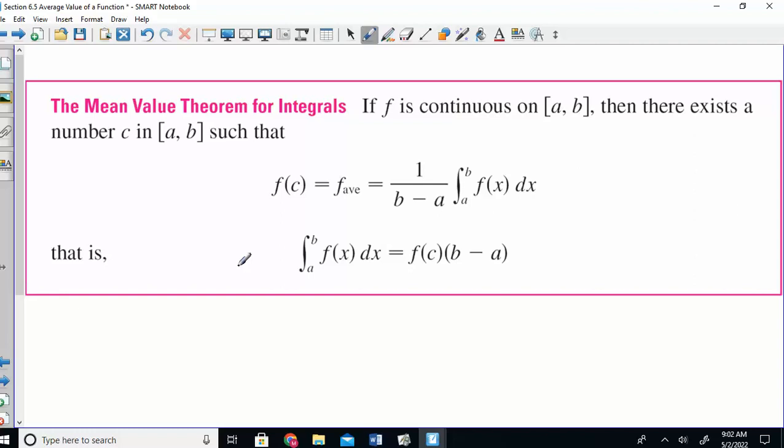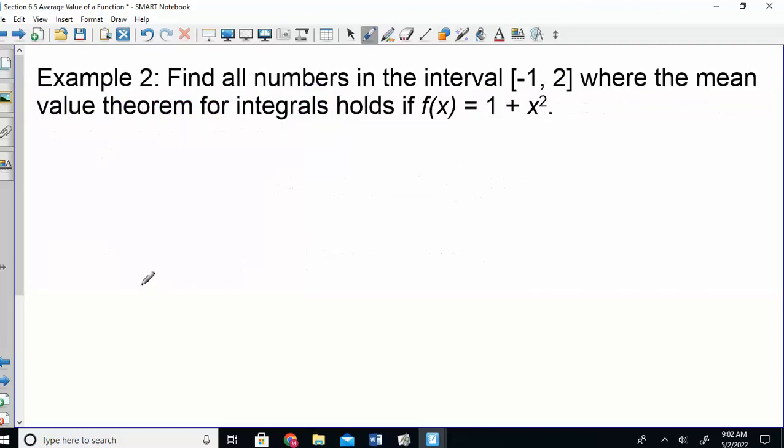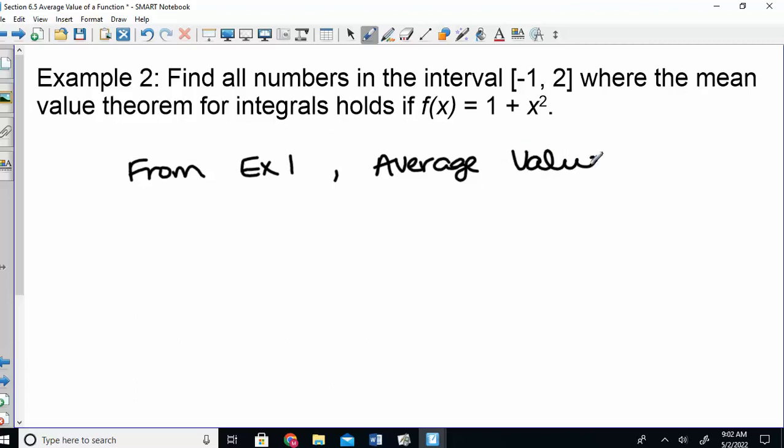So in other words, this is going to be true for our functions because of the mean value theorem, that when you find the average value, somewhere your function would equal the average value. Okay, that's just relating it to something we had done before. So I might ask you to find that number. So it's not too difficult. Find the number where the mean value theorem holds. We already know from example 1 we found that the average value was 2. So I'm asking, when does this equal 2?